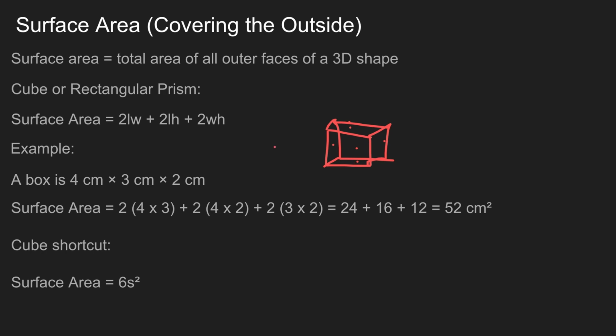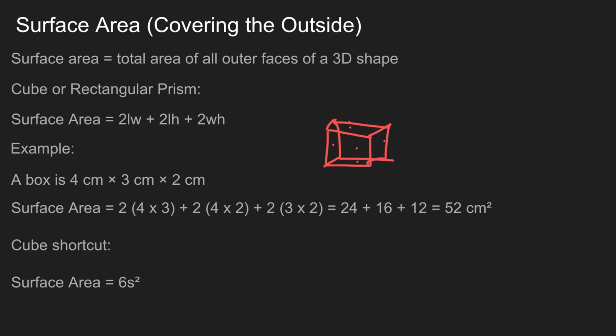Okay? So, that's why you have 2 length times width plus 2 length times height plus 2 width times height. And this is only for a cube or a rectangular prism. There are other formulas for other different types of 3D shapes. But for now, we're just going to look at cube. And obviously these formulas apply the same, and you can just search these formulas up, okay? So cube or rectangular prism, the surface area equals 2 times length times width plus 2 times length times height plus 2 times width times height.